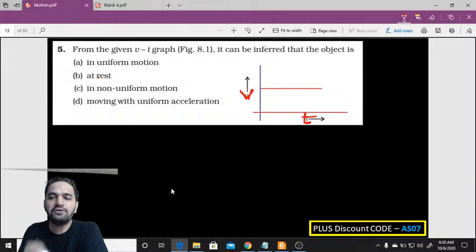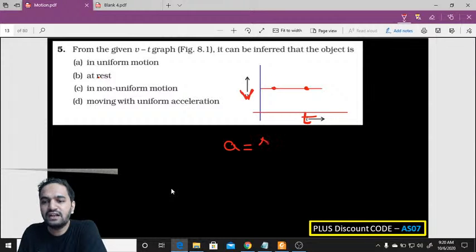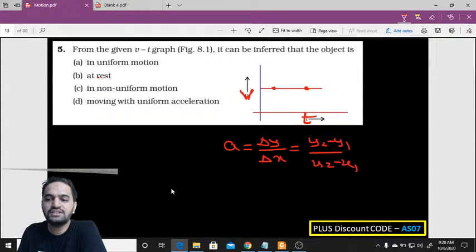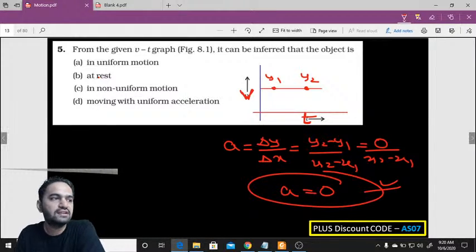Okay, so if you find the slope of this, suppose you take two values, trying to understand the value of acceleration, the value would be the slope exactly. That means delta y by delta x, that would be y2 minus y1 over x2 minus x1. But the value of both y2 and y1 is the same in this particular situation. So the answer would be 0 by x2 minus x1. So acceleration in this case is 0.